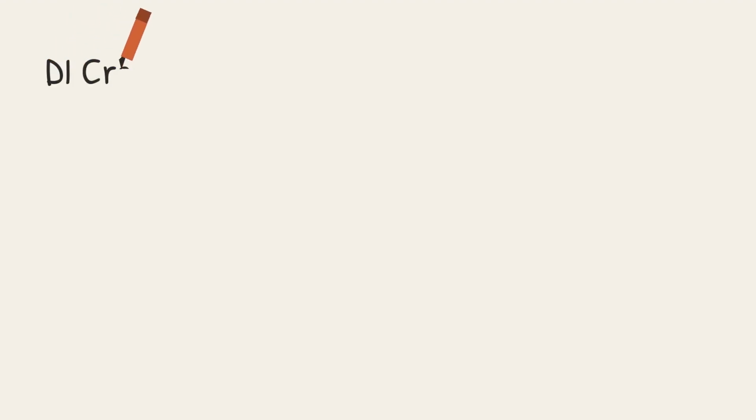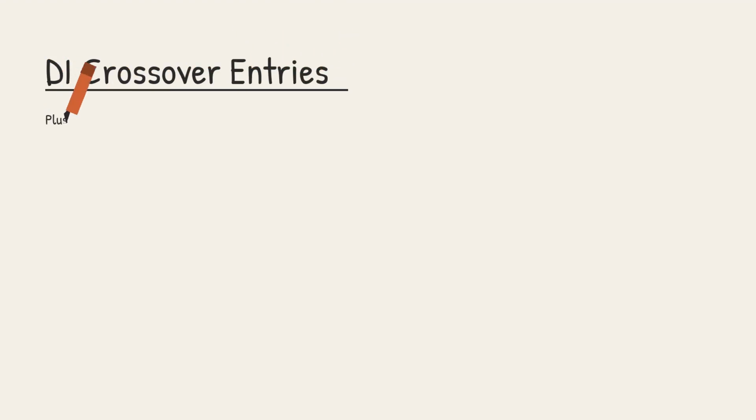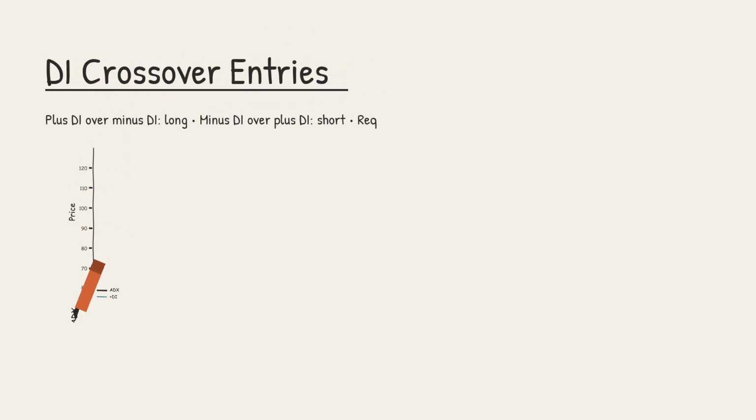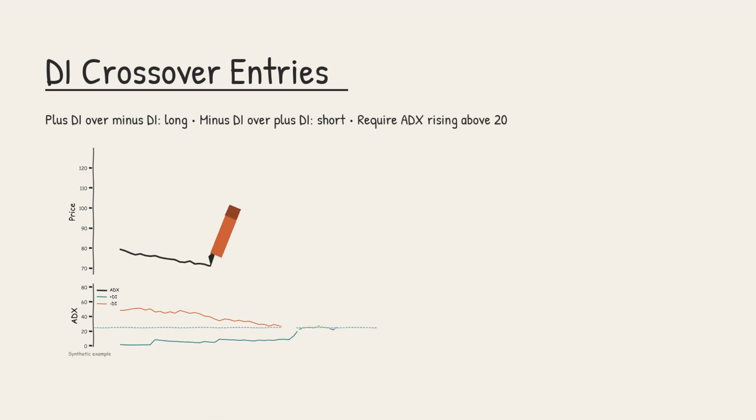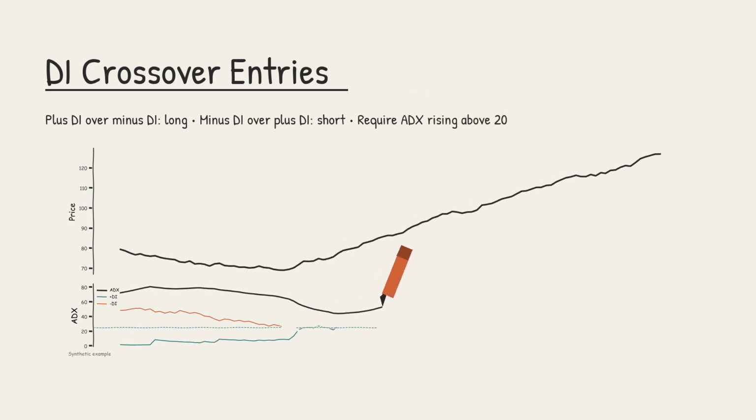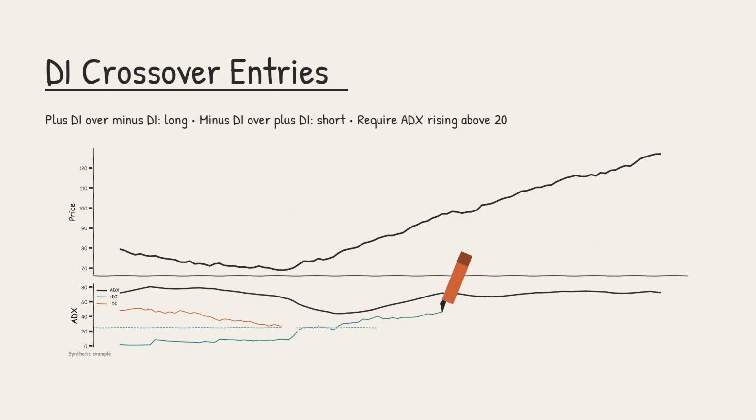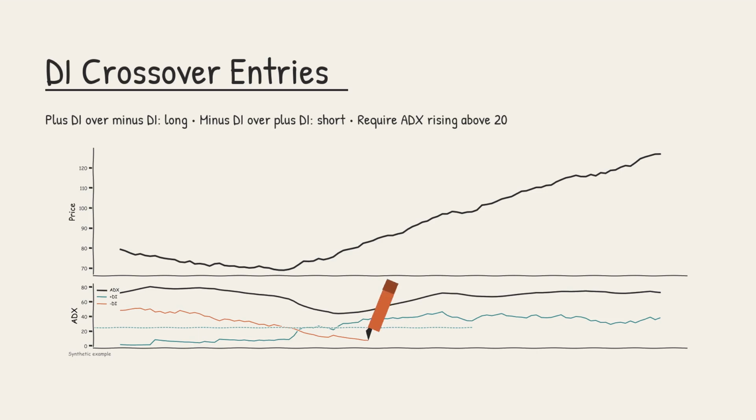For directional entries, watch the DI lines themselves. When plus DI crosses above minus DI while ADX is rising above 20, that's a long bias signal. The reverse, minus DI crossing above plus DI with ADX rising, signals a short bias. The crossover gives you direction. ADX confirms the move has fuel.